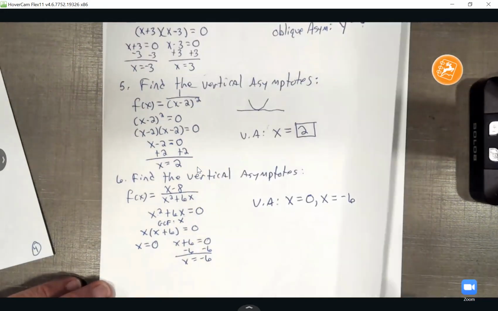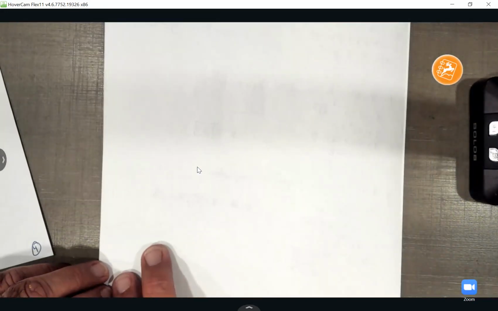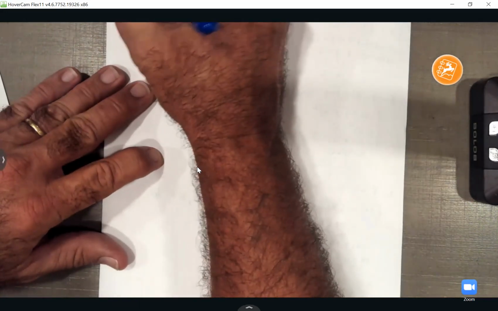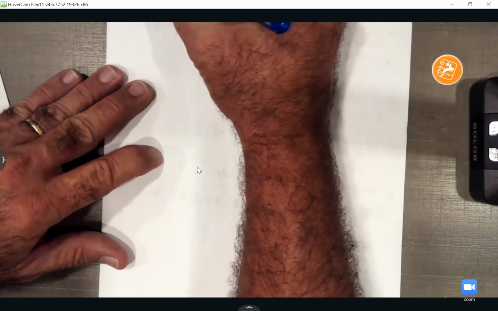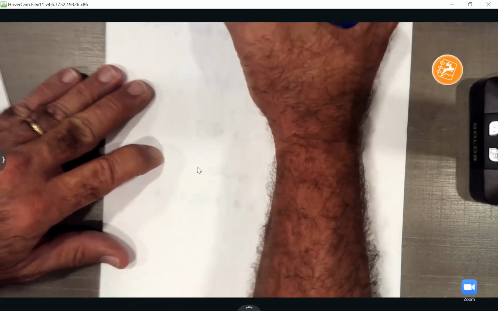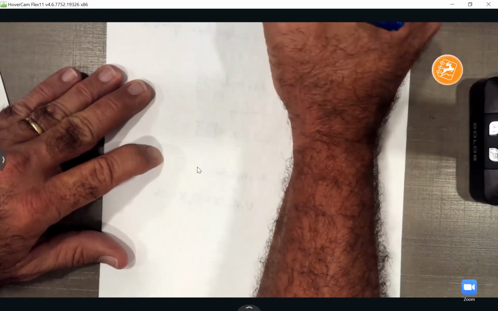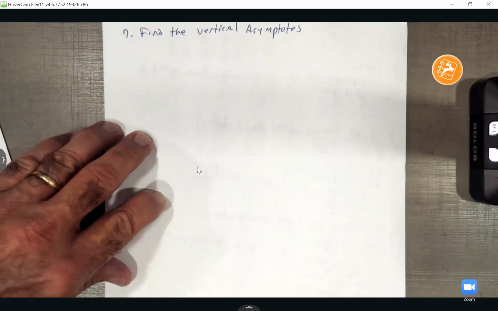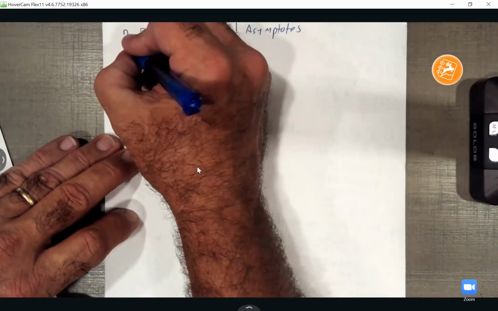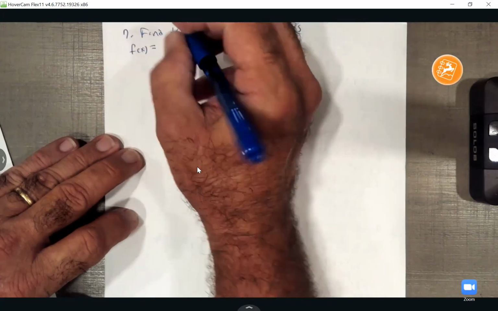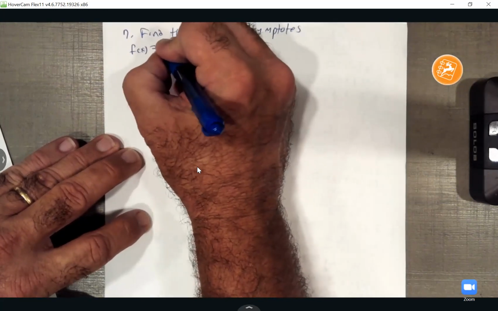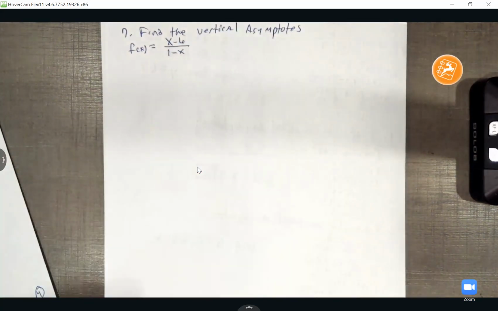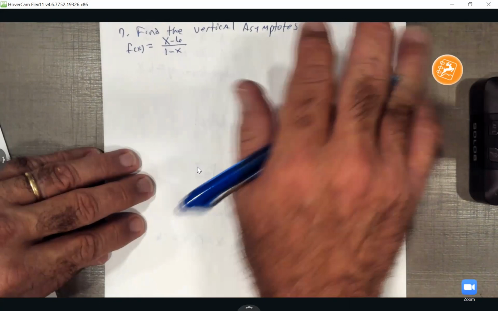All right, so moving on to number 7. Find the vertical asymptotes. Your paper's high, and I'm going to have to move my camera up. All right, so find your vertical asymptotes. So f of x is going to equal x minus 6 over 1 minus x. So set the bottom equal to 0.